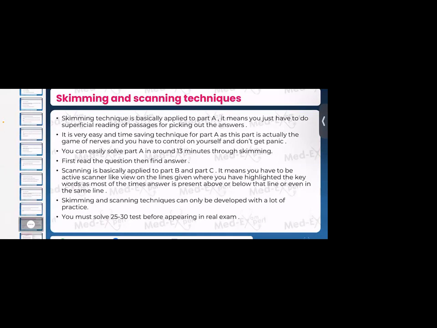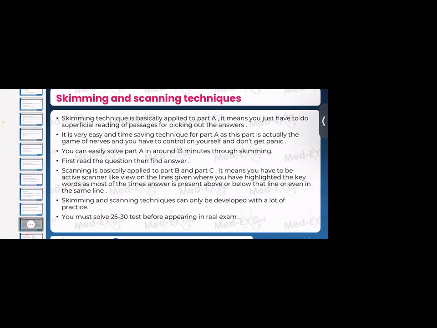And this is all about the game of practice. First, read the question, then find the answer. Scanning is basically applied to part B and part C. It means you have to be an active scanner, with a view on the lines given where you have highlighted the keywords, as most of the time the answer is present above or below that line, or even in the same line. So what you have learned: skimming is applied to part A of reading, and scanning is applied to part B and part C of OET reading. And you have to be an active scanner where you have highlighted the keyword.